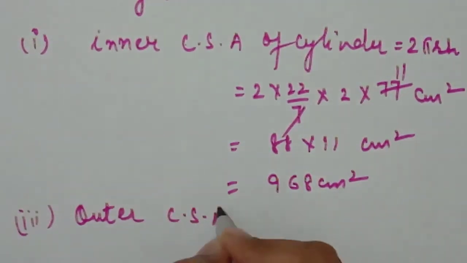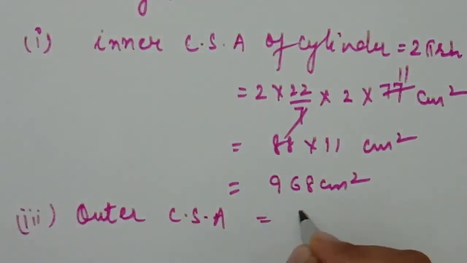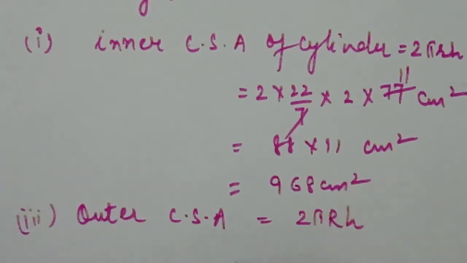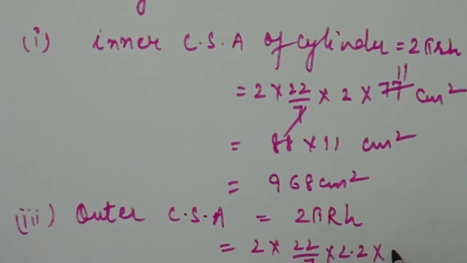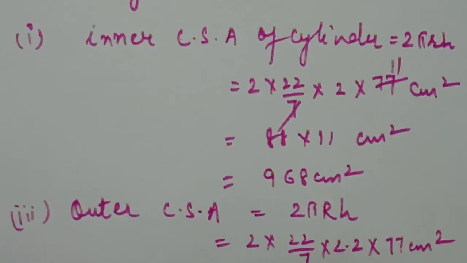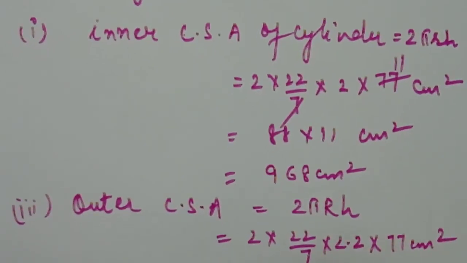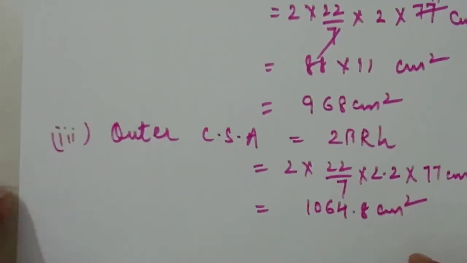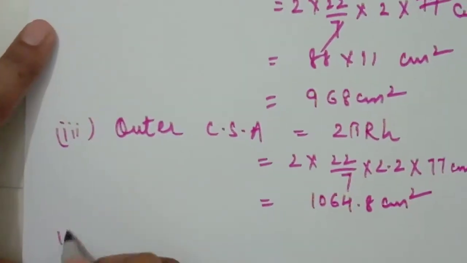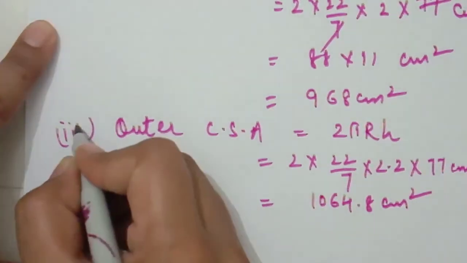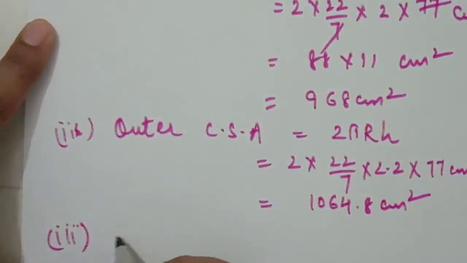Now the second part of the question, when we are talking about outer curved surface area of cylinder, which is 2 pi r h, when we put the values, radius is 2.2 centimeter, height is 77 centimeter. Now it is centimeter square. When we solve, it is 1064.8 centimeter square. So now the third part of the question, sorry, this is second part. Third part is total surface area of cylinder.